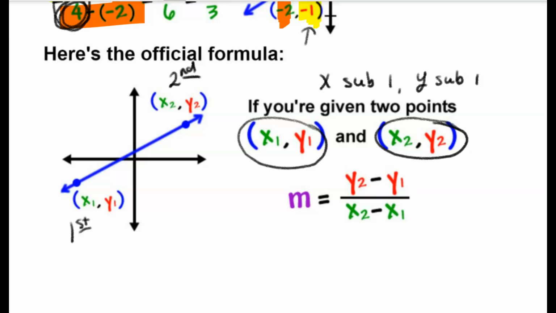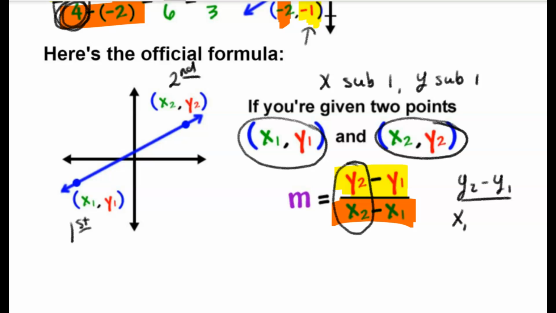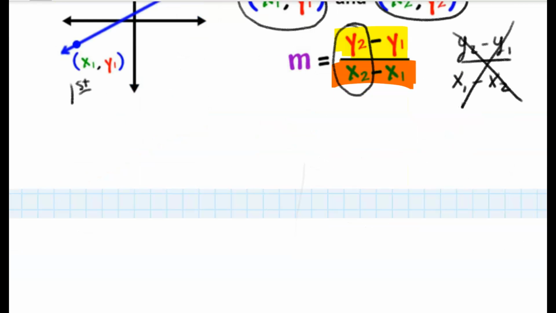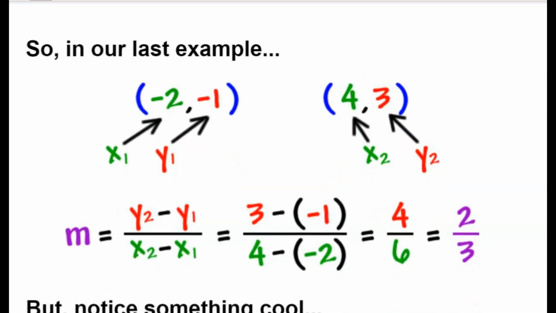It doesn't matter whether you go left to right or right to left. What does matter is that the y's have to be in the numerator and the x's have to be in the denominator. And if you choose to start with your second point, then they both have to be on top of each other like that. You're never going to do it mixed. That is wrong. You're going to get the wrong answer. And that's pretty much it.